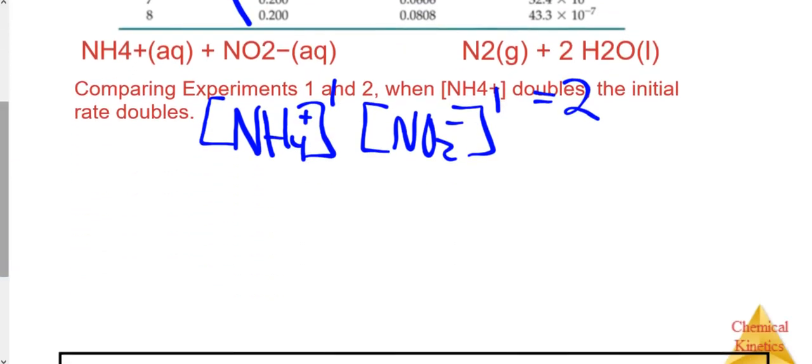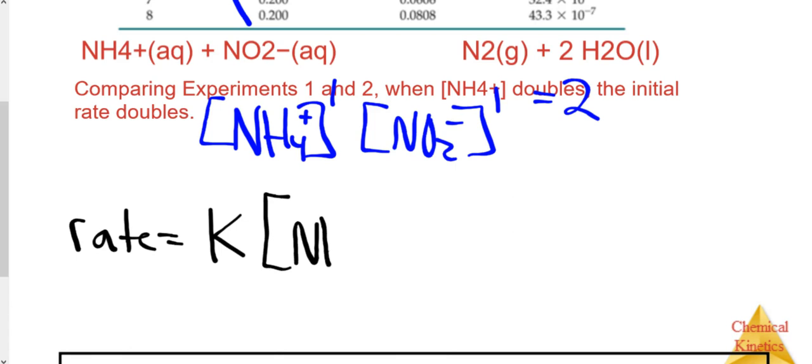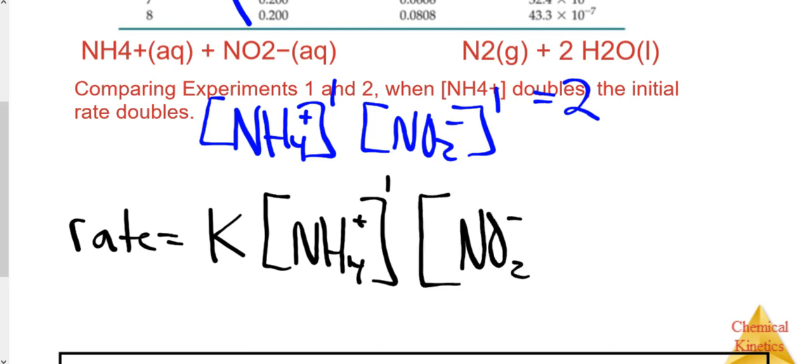Okay, now look. Rate laws. Rate laws are written in the following format. We would say that the rate of this reaction is equal to K, which I don't know, but it's a constant, times the concentration of NH4 plus raised to the first power times the concentration of NO2 minus raised to the first power.